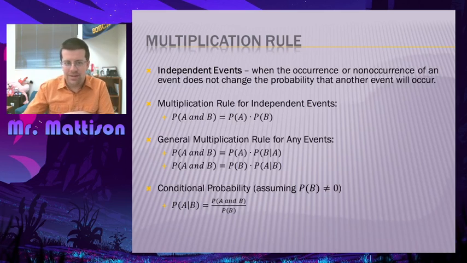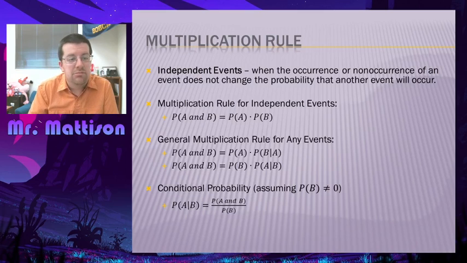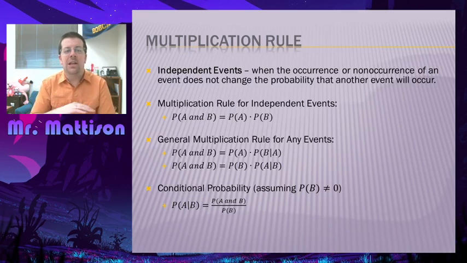So for instance, if I take a die and I roll this die, and I get a 6, the probability of me rolling a 2 on my next roll is not affected at all by the fact that I just rolled that 6, right? So that's independent. It's not affected by what happened previously.